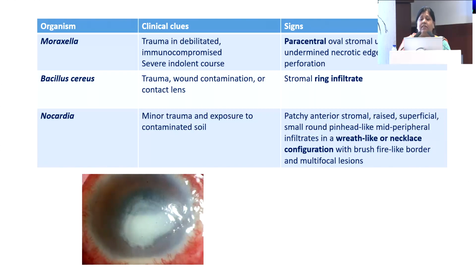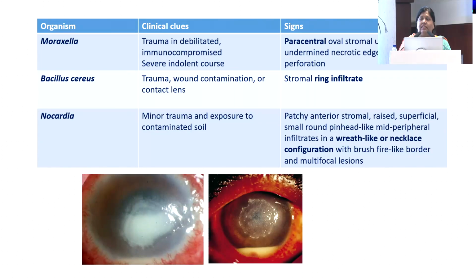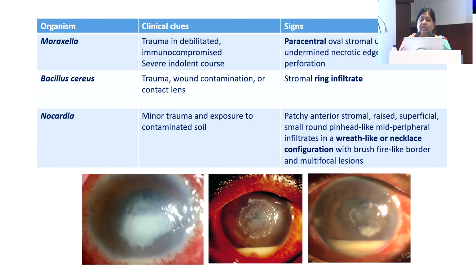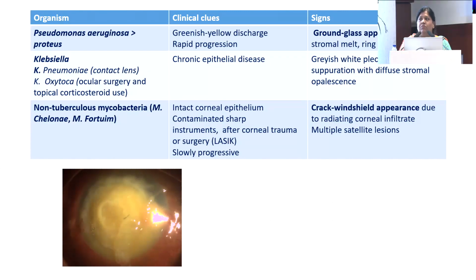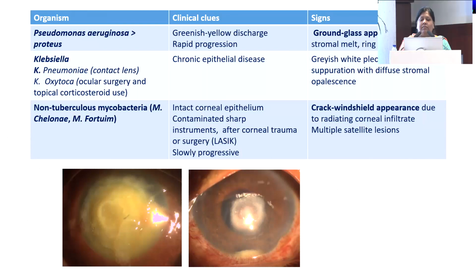Moraxella may be seen as a paracentral oval stromal ulceration with undermined necrotic edge and corneal perforation. Bacillus cereus, you will see stromal ring infiltrates. Nocardia again has a very atypical presentation, a wreath-like or necklace configuration with a brush fire border and pinhead lesions. Pseudomonas, one of the most dreaded organisms. It has a ground glass appearance, marked stromal melting and ring infiltrates. Klebsiella, we see a grayish white pleomorphic suppuration with diffuse stromal pallescence.